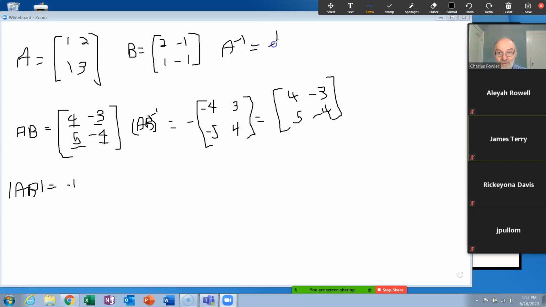Do it this way. 1 over the determinant of this. And what's that? 3 minus 2 is 1. Isn't that 3 minus 2 is 1? Yeah, okay. So that's just going to be 1. That was a piece of cake. And then, so what would go here? 3. Negative 2. Got it. Negative 1. And 1. Okay. And then B inverse.